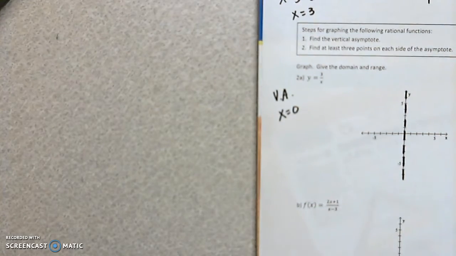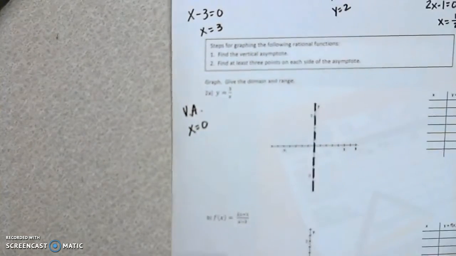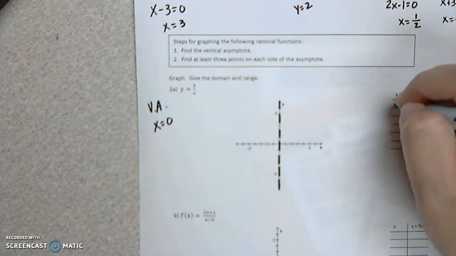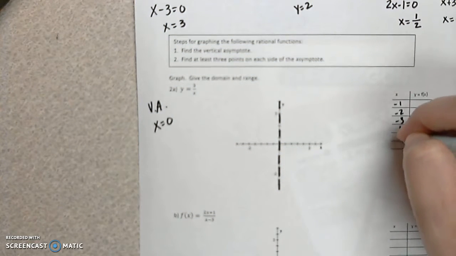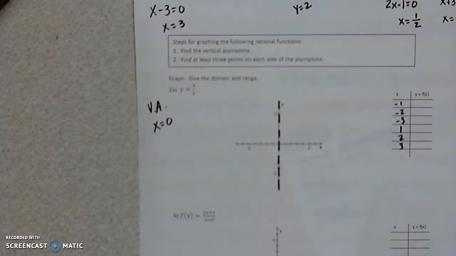And then what I want to do is find at least 3 points on each side of that. So 3 points to the right, 3 points to the left. You can pick them however you like. Since it's at 0, I'm going to pick -1, -2, -3, and +1, +2, +3.